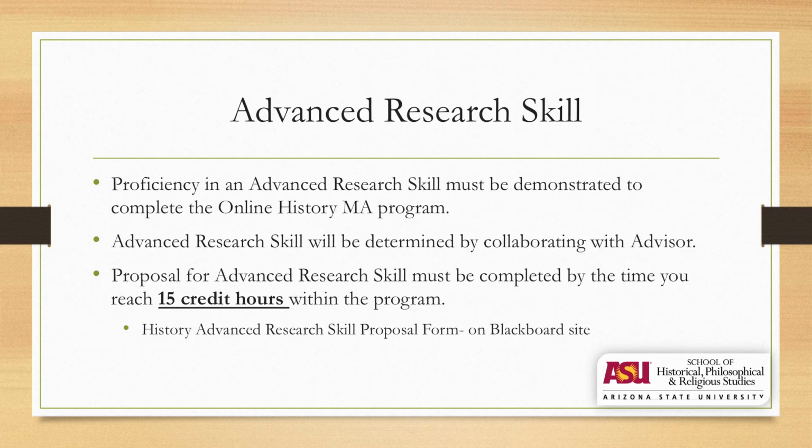An important part of your History Online MA program is the advanced research skill. You will need to demonstrate proficiency in an advanced research skill to pass the program. You can determine this skill with your advisor, so you will collaborate and decide what skill would best fit your research. The first step that you need to take for this advanced research skill is to submit a proposal. This must be submitted by 15 credit hours within the program or when you are halfway through. The form for the proposal can be found on the Blackboard site.